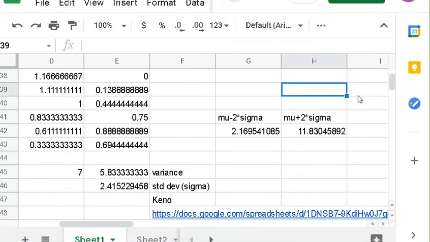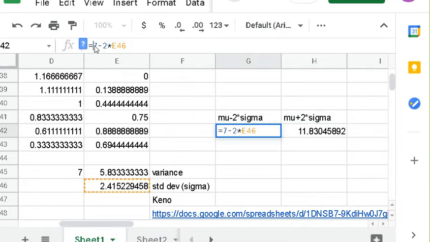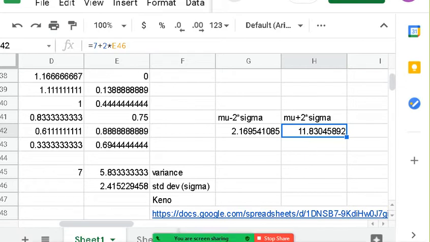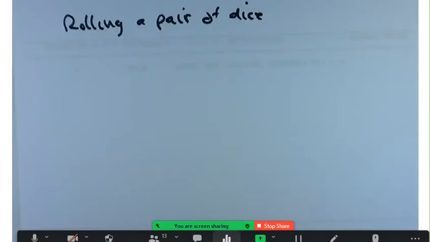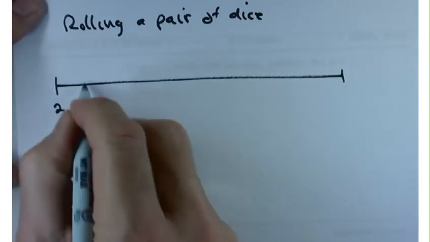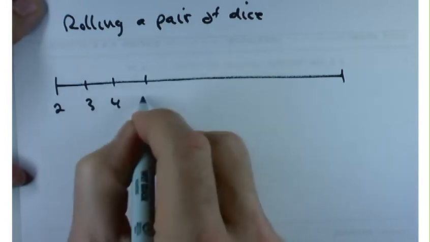So that's up here, and I guess I've already got that calculation in there for us. So lucky you. But the mean, that's our 7, minus 2 times the standard deviation. And then there's our mean plus 2 times the standard deviation. So let's take a look at that for rolling a pair of dice and try and understand what that means. 2, 3, 4, 5.